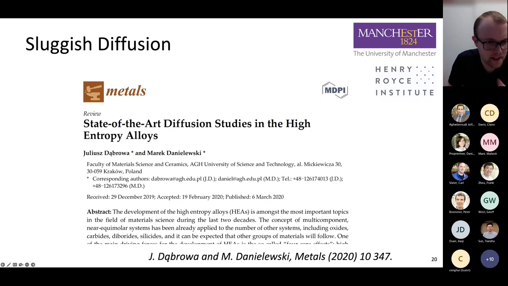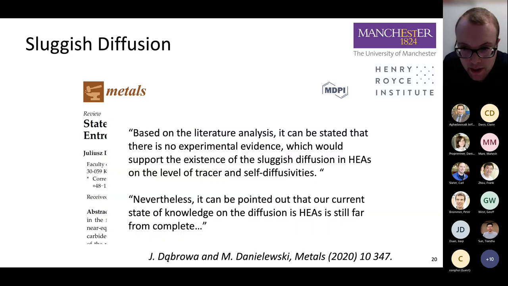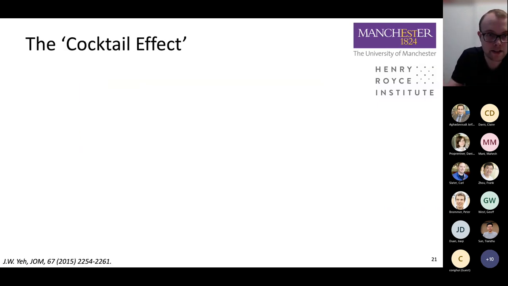I don't know whether the surname here is Dobrova, a great paper that talks about the state of a lot of diffusion studies in high-entropy alloys, and they conclude that based on literature analysis, it can be stated there is no experimental evidence which would support the existence of the sluggish diffusion effect. Nevertheless, it can be pointed out that our current state of knowledge in diffusion of HEAs is far from complete. Okay, so it's a similar sort of story to the lattice distortion business.